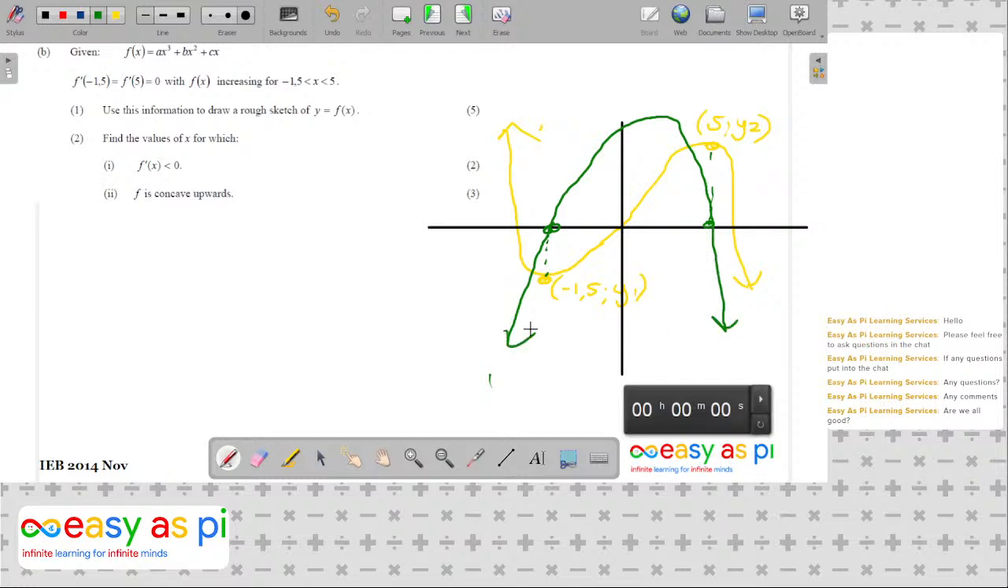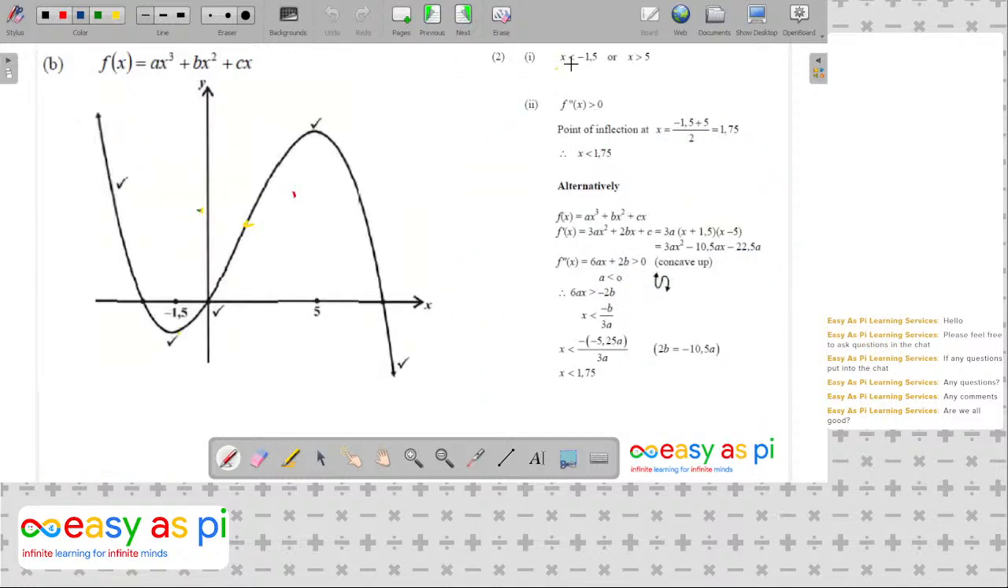Okay, now if you think about it, where is the derivative or the parabola less than 0? Well, it's less than 0 anywhere this way or anywhere that way. Now this corresponds to x less than minus 1.5, and this corresponds to x greater than 5, and that is going to be your answer. Okay, x less than minus 1.5, x greater than 5.